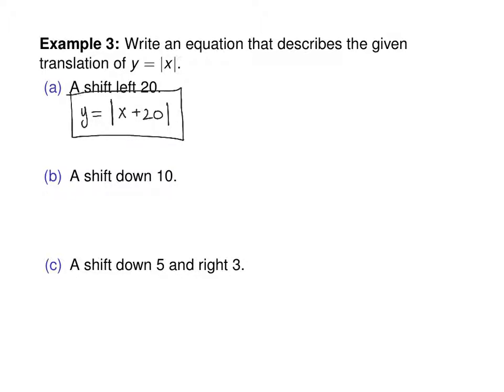Okay, a shift down 10. Well, in that case, we have to do something outside of the function. And in that one, it's intuitive. We just take away 10 from the absolute value.